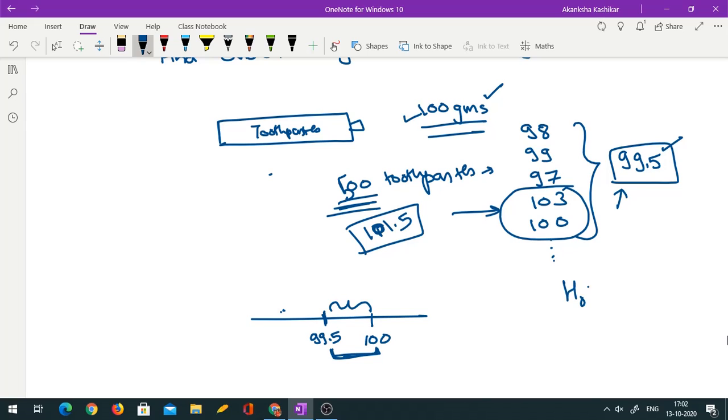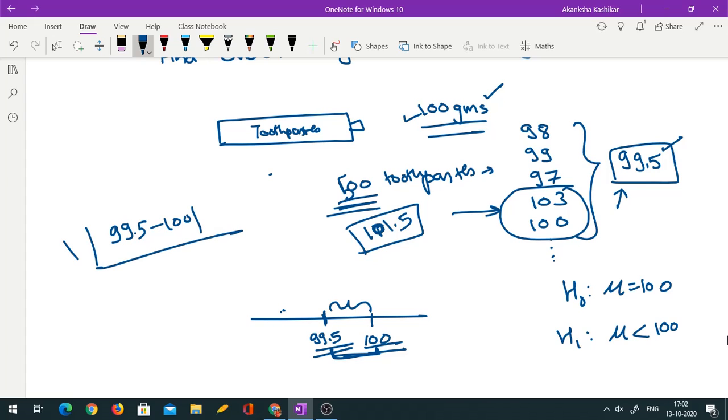So your H0 becomes, my claim is the average weight is 100 grams, and the alternative is the average weight is strictly less than 100. So of course, what does it mean? That the test statistic has to be based on the difference between the observed value and the claimed value, and you need some sort of normalizing factor or scaling factor to account for variation.